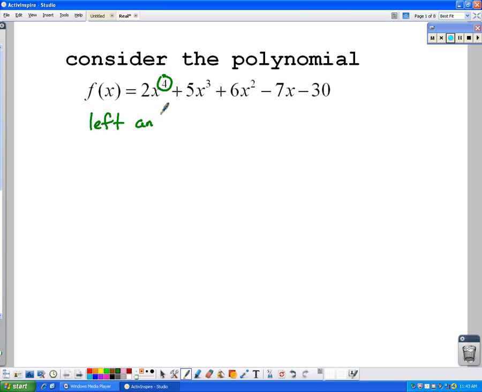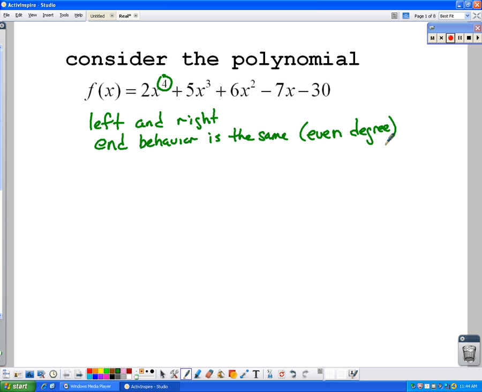The left and right end behavior is the same. Again, that was because we have an even degree. So once we know that they're the same, the next step is to figure out what actually the end behavior is going to be. And for that, hopefully you recall, we focus on our leading coefficient.